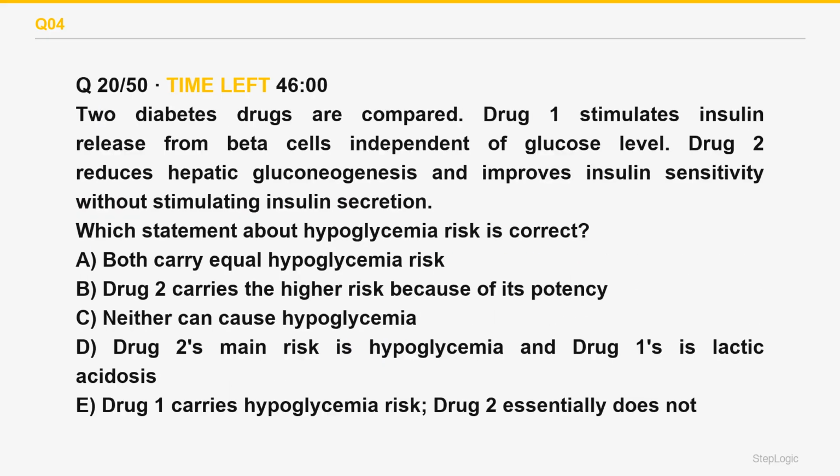Which statement about hypoglycemia risk is correct? Two diabetes drugs are compared. Drug 1 stimulates insulin release from beta cells independent of glucose level. Drug 2 reduces hepatic gluconeogenesis and improves insulin sensitivity without stimulating insulin secretion. Read the command: the statement about hypoglycemia risk. Whether a drug can cause hypoglycemia follows directly from whether it forces insulin release.